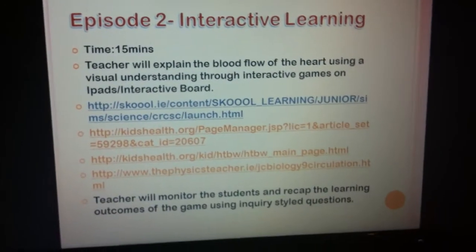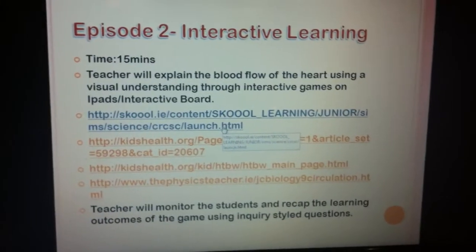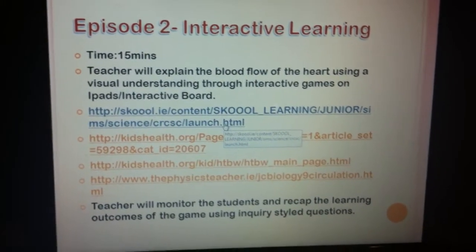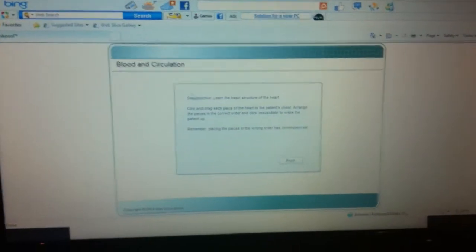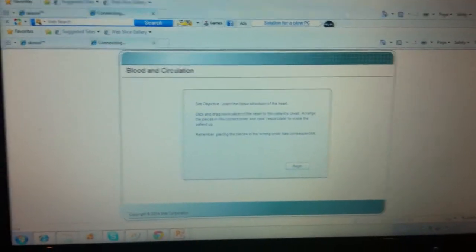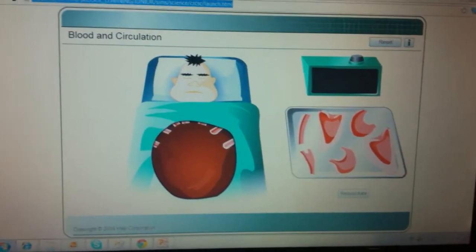Episode 2 we gave 15 minutes for, and this is for the interactive learning part of our lesson plan. Here we have a few links of some games that we could play which we thought were key for this lesson plan, like the blood and the circulation.